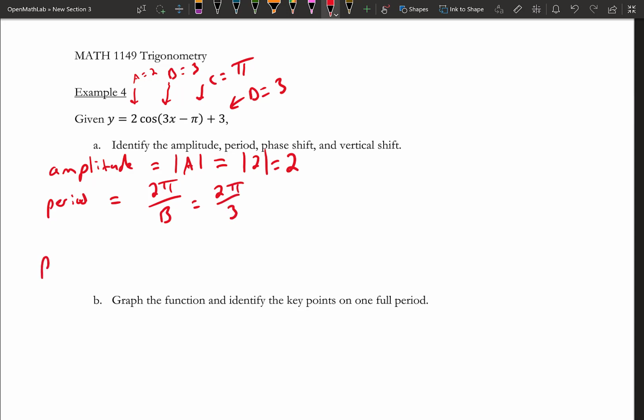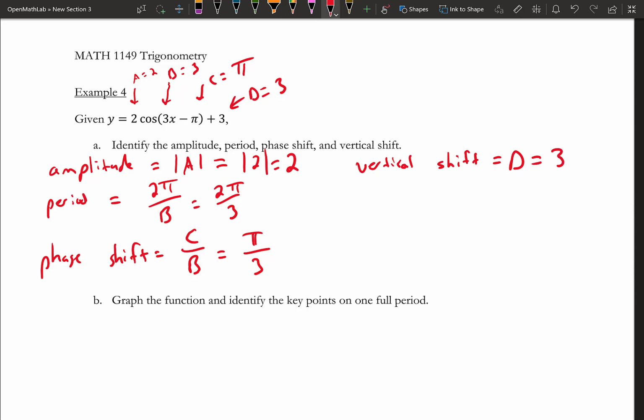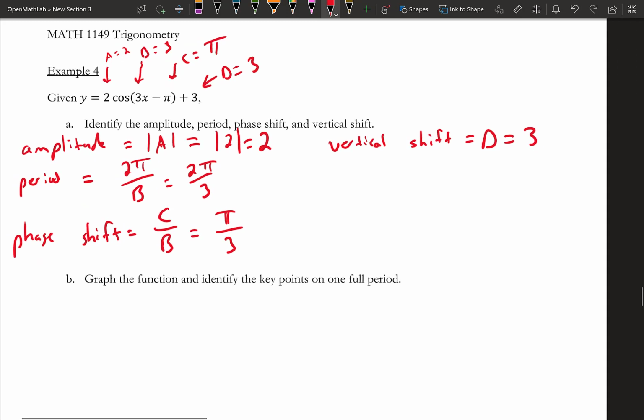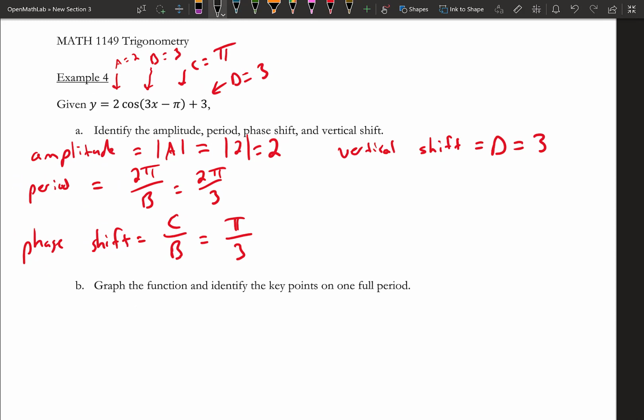The next thing we want is the phase shift. The phase shift is equal to C divided by B. So this would be pi over 3. Right? And then other thing, we identify the vertical shift, which is just equal to D, which is 3 in this case. Right?